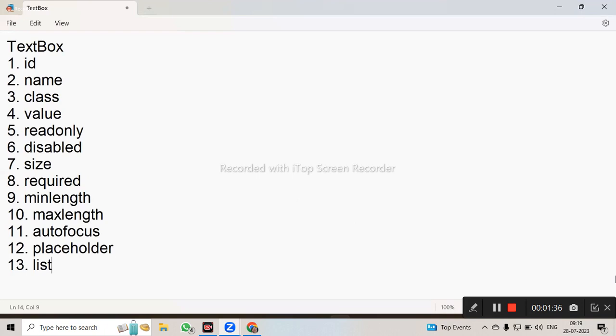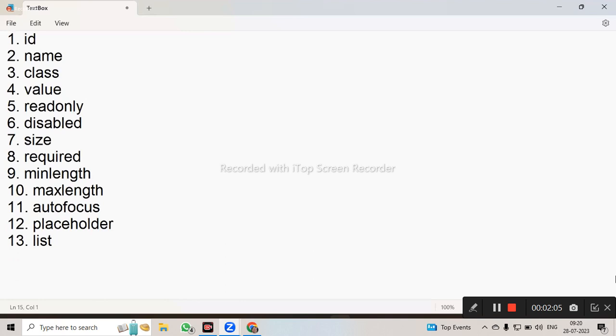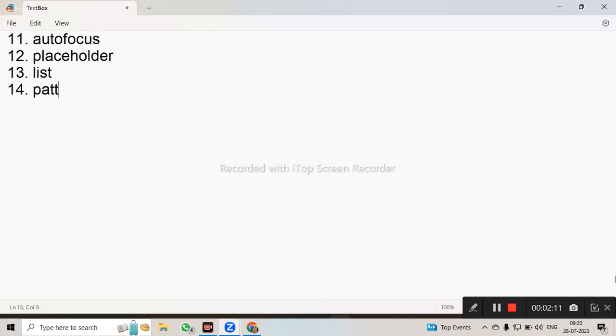These are all attributes related to the text box. Actually, not only the text box, for several other elements also, similar attributes will be there. So if you learn these attributes perfectly in the text box, you can use them everywhere. Here, one more major attribute that we are going to see today is pattern. This is very important.